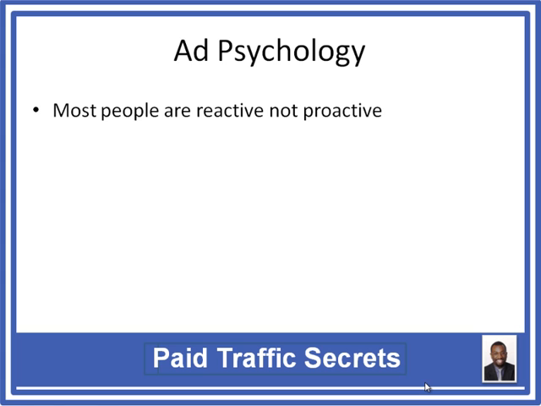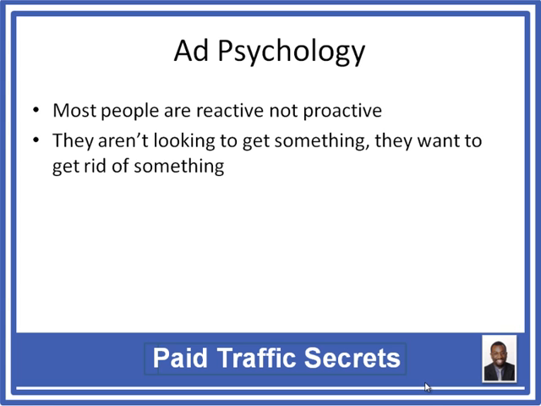So again, people are reactive. When they're looking for a solution online, something has already happened. Don't try to push or sell what they can do to prevent something. What you want to sell in your ads is how to reverse or erase something that's already happened. So the other thing is, remember, they aren't looking to get something. They want to get rid of something, okay?